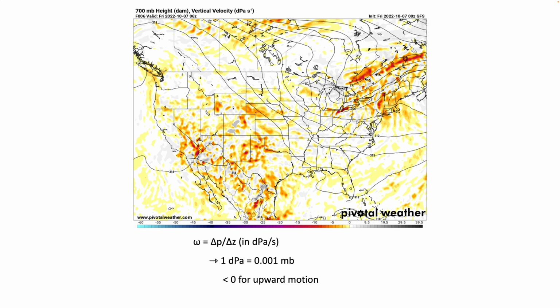Now, because pressure always decreases with altitude, what we see is that omega is less than 0 for upward motion. In better words, pressure decreases as air rises. So negative omegas on our map indicate upward motion, and positive omegas indicate downward motion. And so you can see again that the motions are relatively subtle. They're in thousandths to hundredths of a millibar per second.